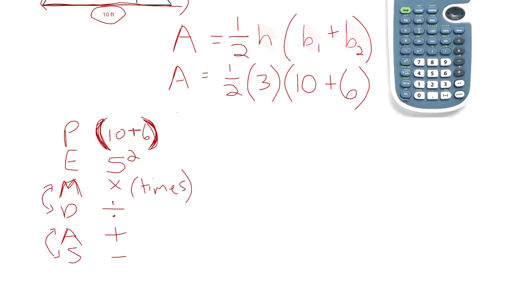So for this problem, what operations do we actually have in play here? Well, we definitely have parentheses. That's why I put those in 10 plus 6. We don't have any exponents. There's no little numbers above big numbers, so we can ignore the exponents rule. We definitely have a lot of multiplication.